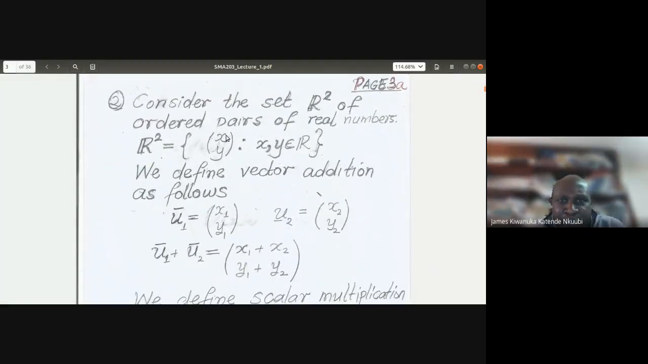The next example says we consider the set of all ordered pairs of real numbers. This is just the Cartesian plane, the XY plane. So all the points in that plane, you consider them, and they can be represented as ordered pairs (x, y), where both x and y are real numbers. You're familiar with this notation for sets?